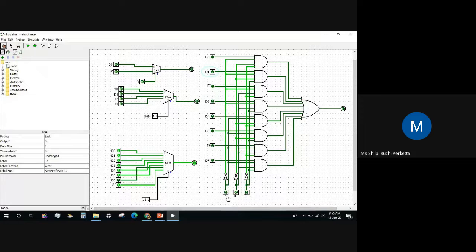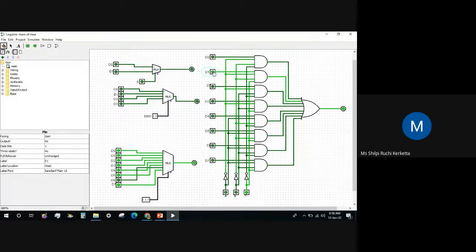If we do 0, 0, 1, we can see in this circuit we are taking a 0 from here, a 0 from here, and the 1 is the input from here: 0, 0, 1. And if we click on this D1, only then will this circuit work, and here we will get a 1, because this is an OR gate. If any one is on, then it will work.